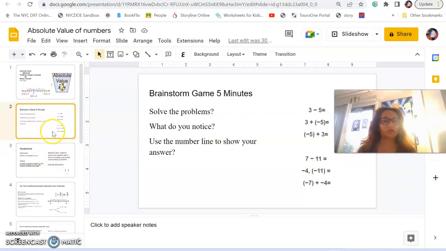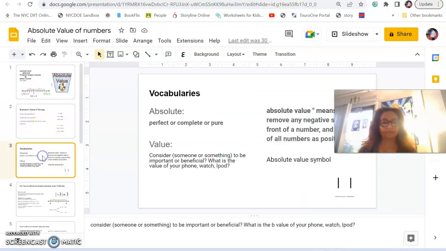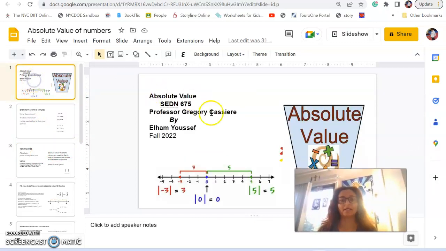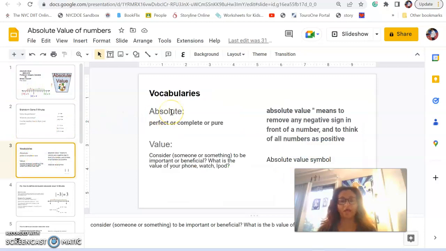So let's move into our lesson of the day. Our lesson is the absolute value. So what is absolute? Can I hear from you? What is the absolute? Tell me something about absolute. Go ahead, Ivy.